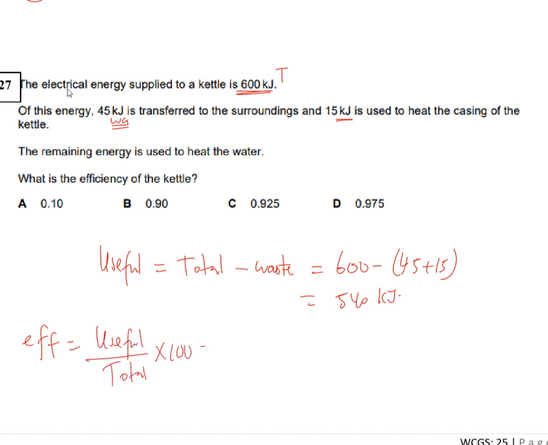So useful over total. Okay, so the answers are not in percentage, so I can just get rid of that percent. So therefore the answer is just going to be, come on. Okay, my pen has changed color. The answer is B.